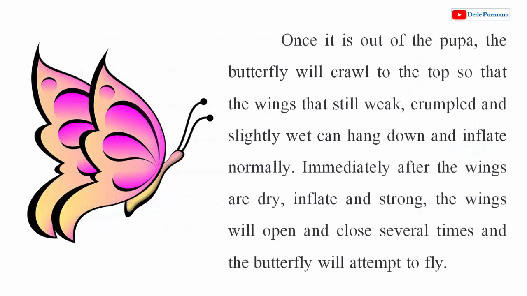Once it is out of the pupa, the butterfly will crawl to the top so that the wings that are still weak, crumpled, and slightly wet can hang down and inflate normally. Immediately after the wings are dry, inflated and strong, the wings will open and close several times and the butterfly will attempt to fly.